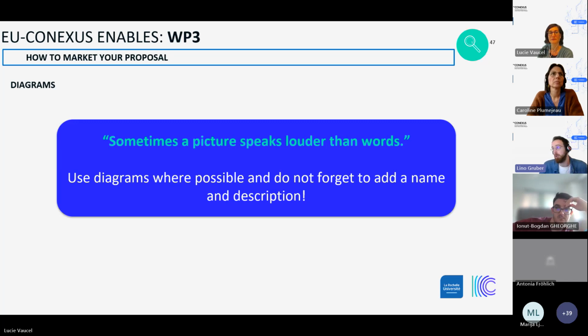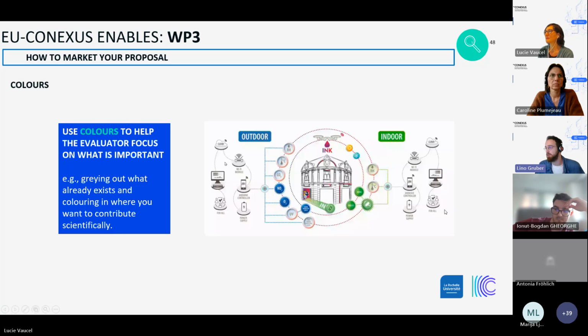Another thing that will be appreciated is having colors, which is in the next slide. And a lot of you mentioned it, because diagrams are nice, but they could also feel a bit bleak sometimes if you don't have colors. So using colors helps the evaluator concentrate on the important parts of your diagrams. For instance, it can help you insist on where exactly your project will contribute scientifically by coloring in these parts specifically.